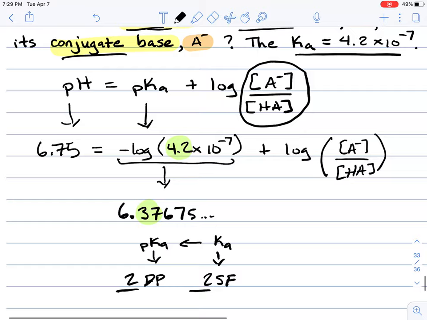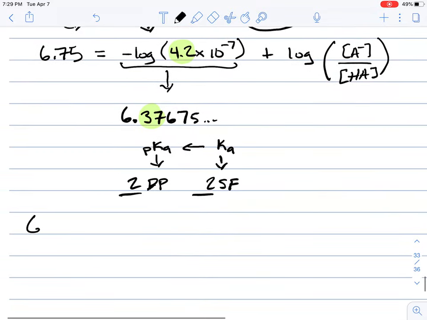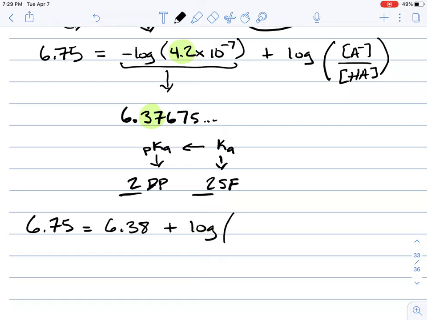And so 6.75 is equal to 6.38 plus the log of the conjugate base over the weak acid.